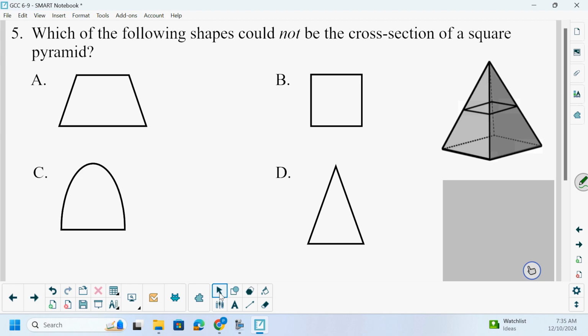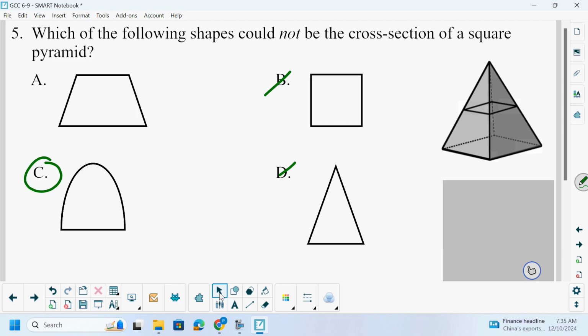All right, the square we see over on the right there, so we can rule out choice B. The triangle would be if we sliced it vertically right through the point. Now, of the two remaining ones, there's no way to get a curved edge from the pyramid. So C is going to be the one that will not work.